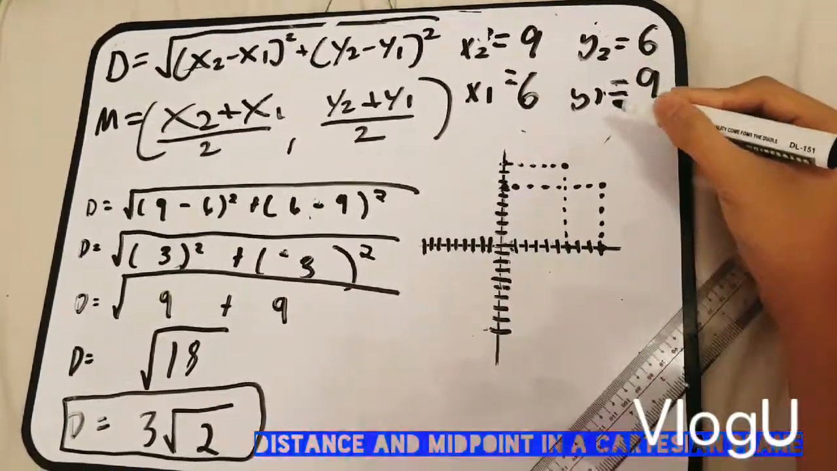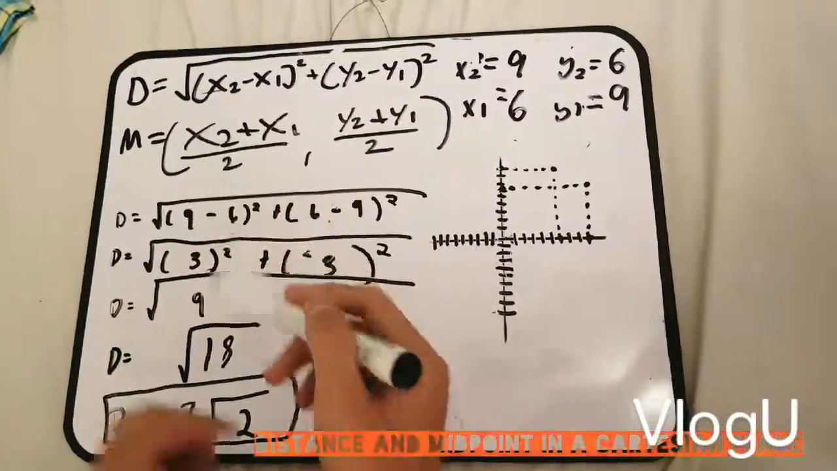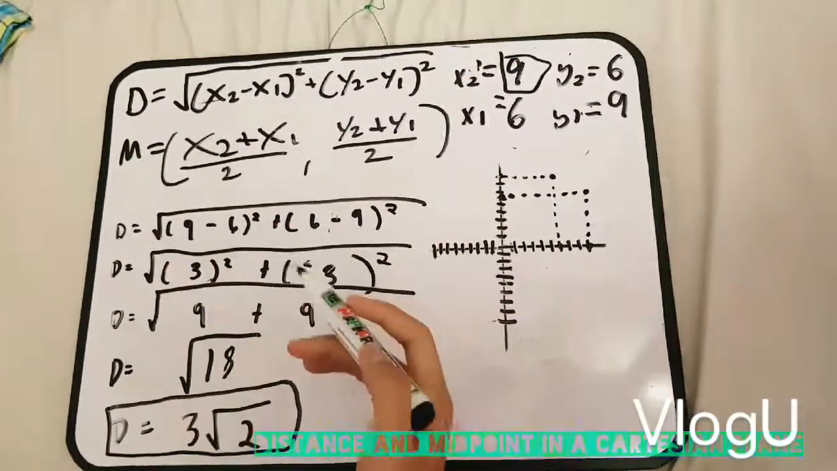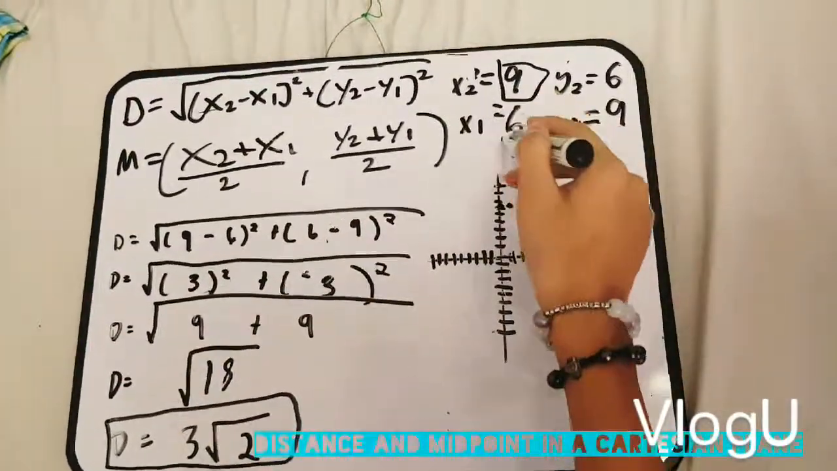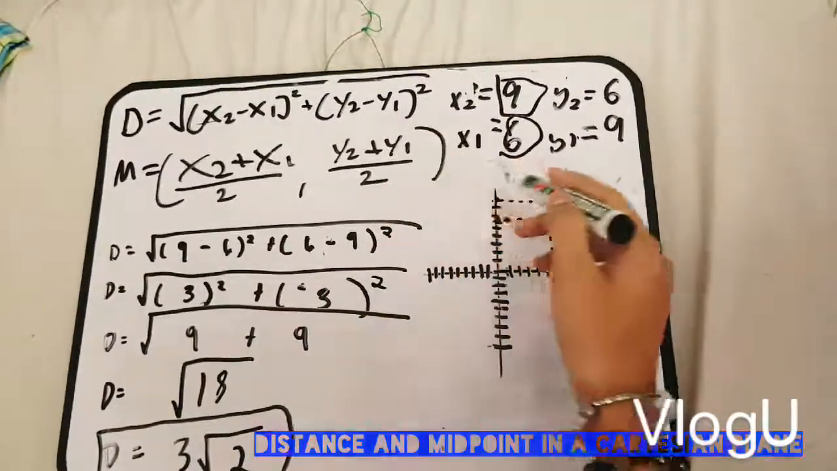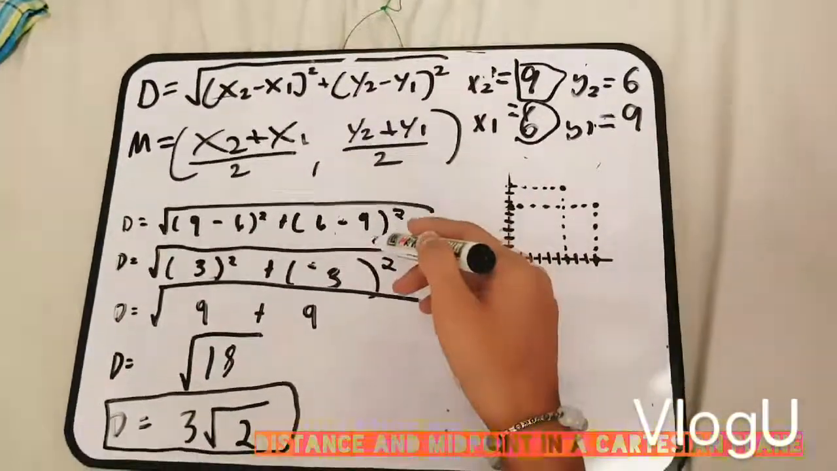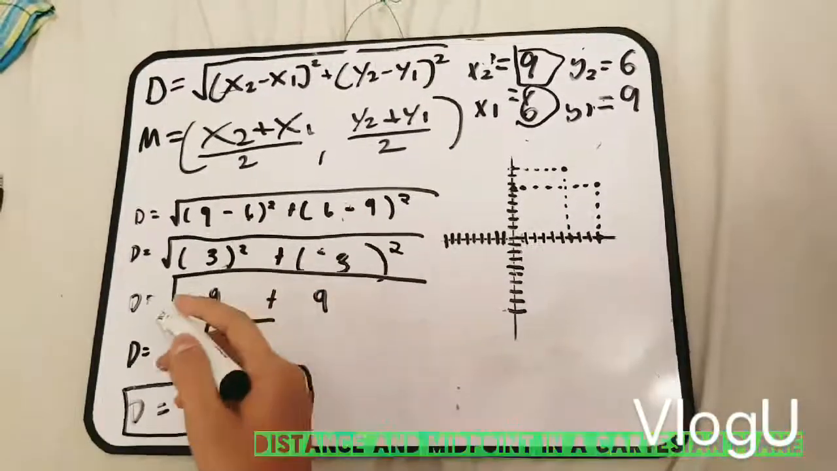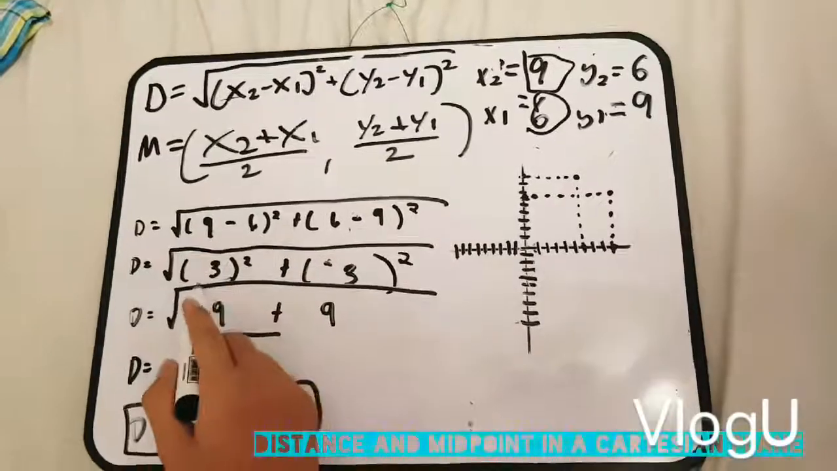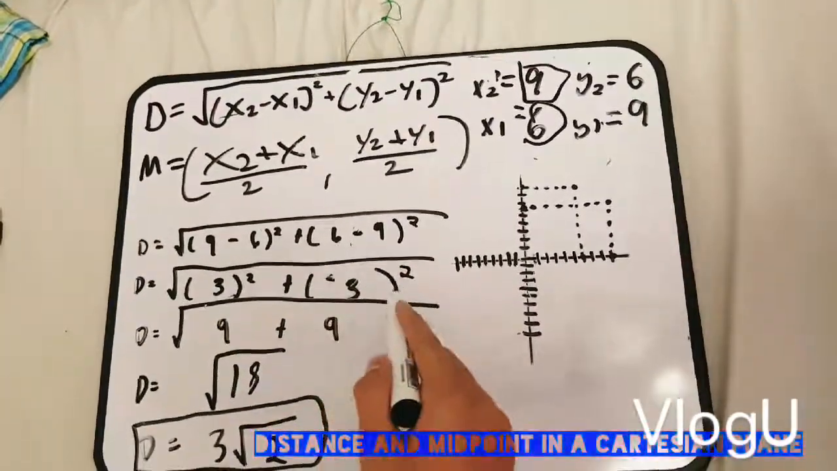What is the distance? So, for the first step, we will substitute x of 2, which is 9 as seen here, subtracted by the x of 1, which is 6, and squared, plus y of 2, which is also 6, and y of 1, which is 9, squared. After we substitute, we will solve them. 9 minus 6 is equal to 3, plus 6 minus 9 is equal to negative 3 squared.